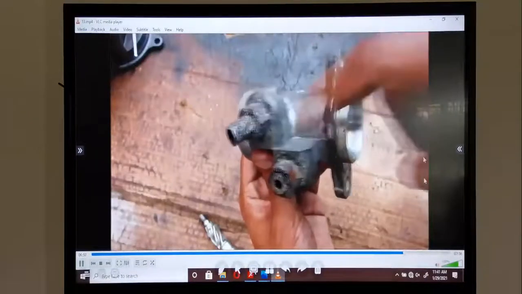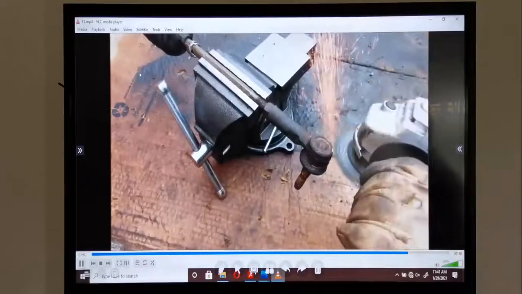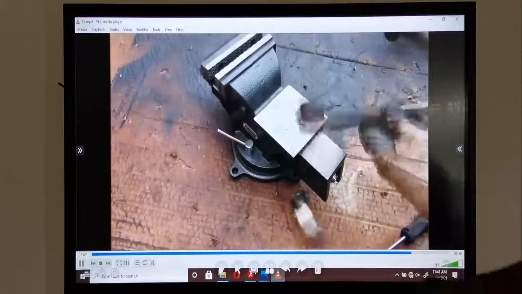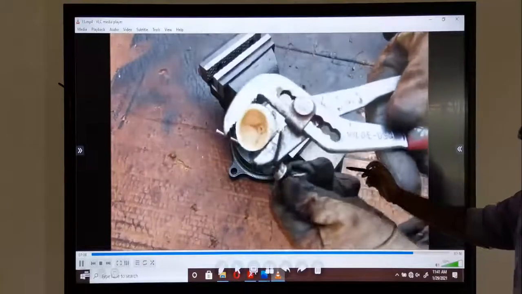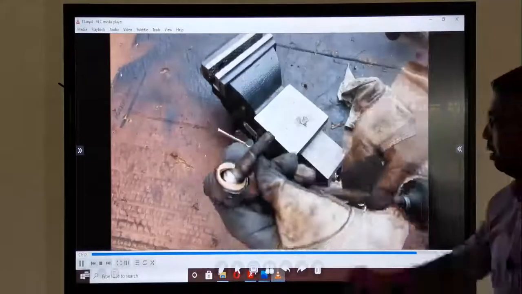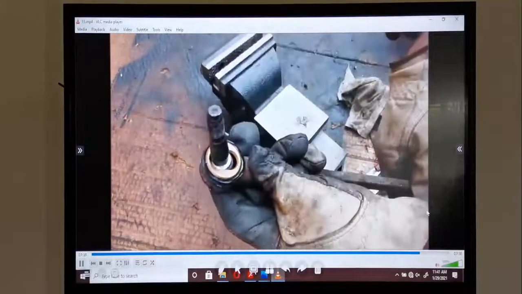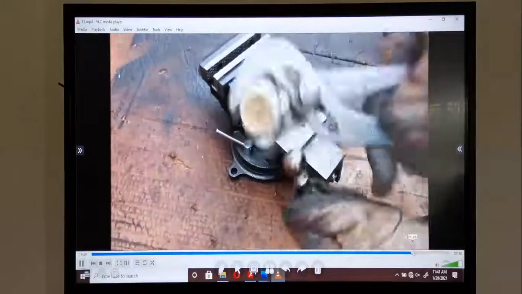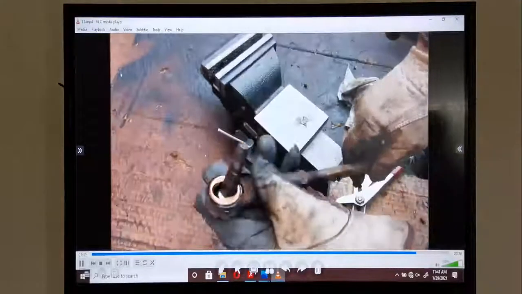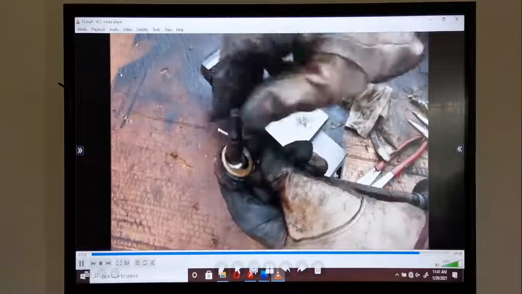Now you can see this is the ball joint. How do we remove the ball joint? What is there inside? There is a rubber bush. Here there is a plastic bearing and the ball stud. Ball stud and plastic bearings are there inside of this ball joint.